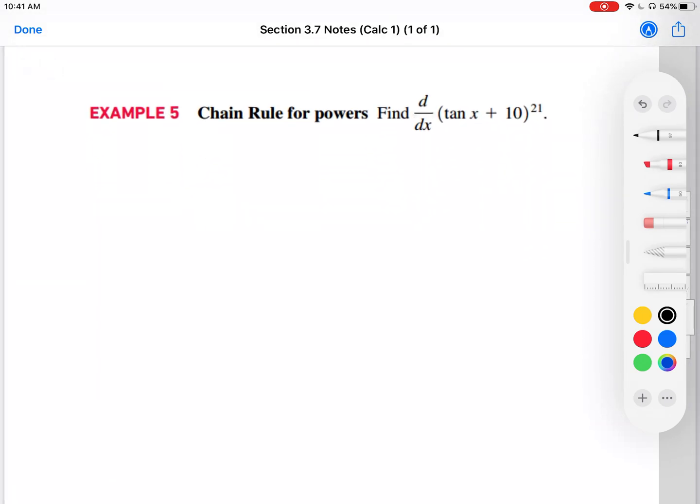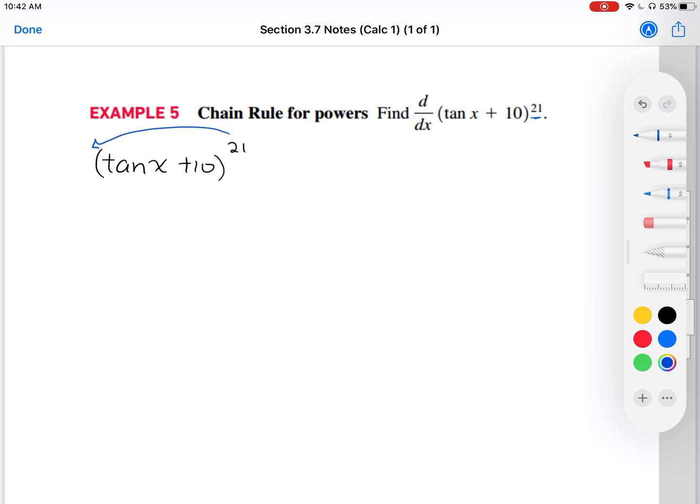All right, example 5. Chain rule for powers. Find d/dx, or the derivative, of (tangent x plus 10) to the 21st power. So we still do the same thing we've done in the past. It's not anything different if you think of it as the derivative of the outside times the derivative of the inside. So the derivative of the outside, let me rewrite it. (Tangent of x plus 10) raised to the 21st power.